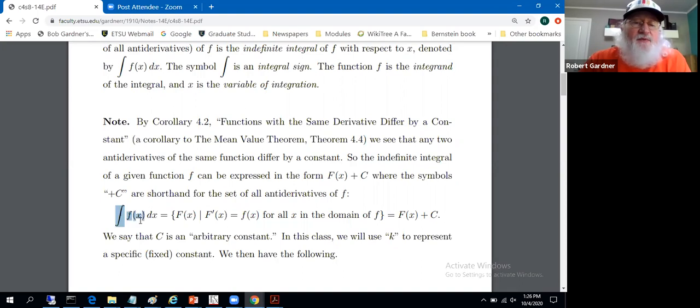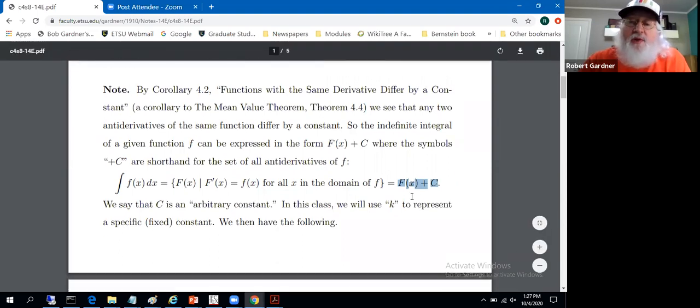So when we speak of the indefinite integral of f of x dx, as I read that, this represents the set of all capital F of x such that, the little vertical line meaning such that, capital F prime of x equals lowercase f of x for all x in the domain of lowercase f. And we're introducing this notation. Now this is a common notation, representing that indefinite integral as capital F of x plus capital C. The plus capital C is shorthand for the set of antiderivatives.